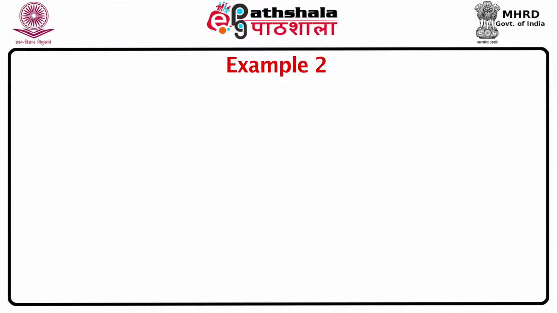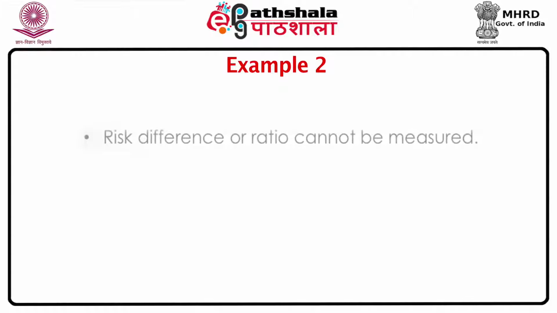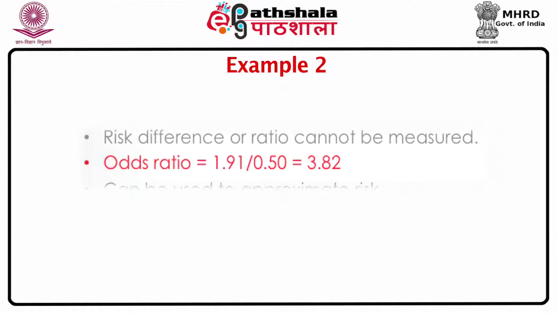The reason why we need extra methods for analysis is that the risk difference or risk ratio, which we looked at in the first example, cannot be calculated here for the same reason listed on the earlier slide, which is that the marginal distribution of MI has been fixed by design. However, it turns out that even though the risk difference or the risk ratio cannot be measured, the odds ratio can in fact be measured.